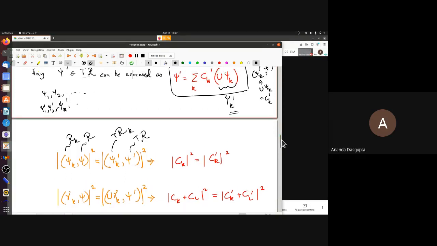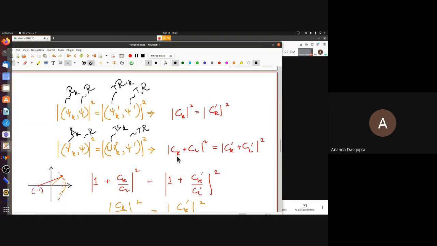And then we already know that this one, of course, belongs to curly R. This one belongs to TR. But we have this gamma k, which belongs to this Sk, some other ray. And this belongs to TSk, U gamma k. So that immediately gives you this result. Ck plus Cl mod square has to be Ck prime plus Cl prime mod square.